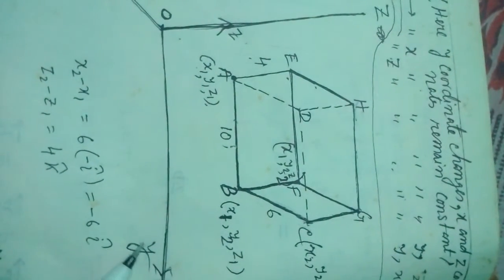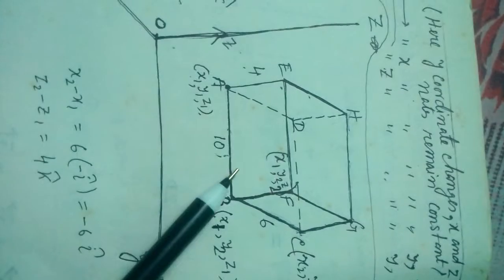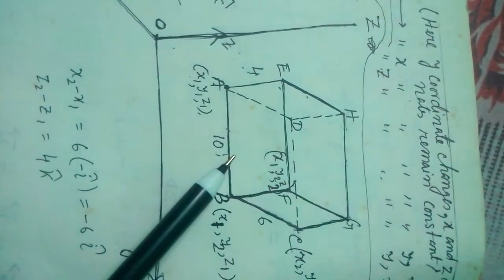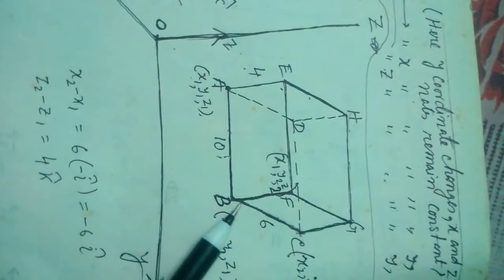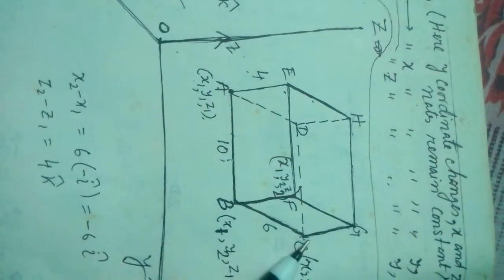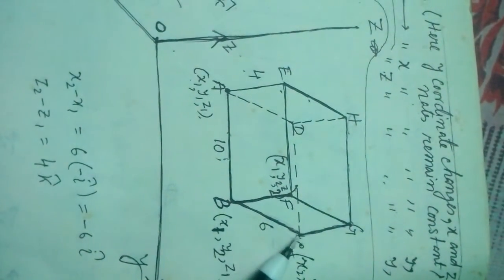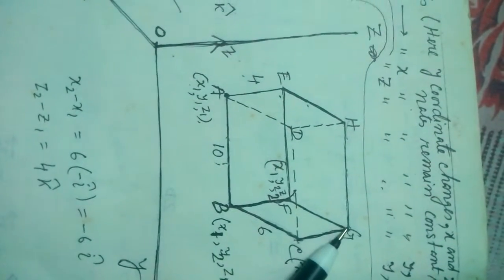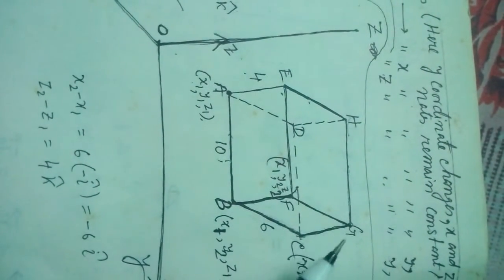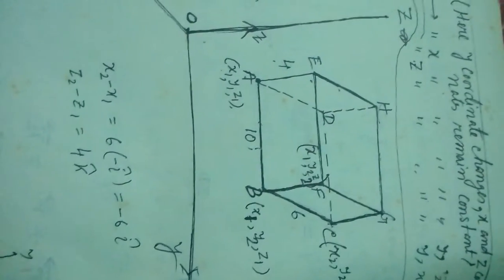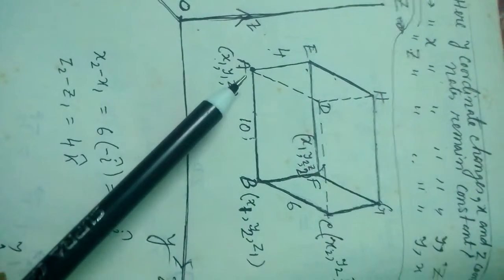this is parallel to Y, so the unit vector will be j. Here it is parallel to X, so it will be 6i, and this is parallel to Z, so it will be 4k. Now, this is a simple way to prove it.